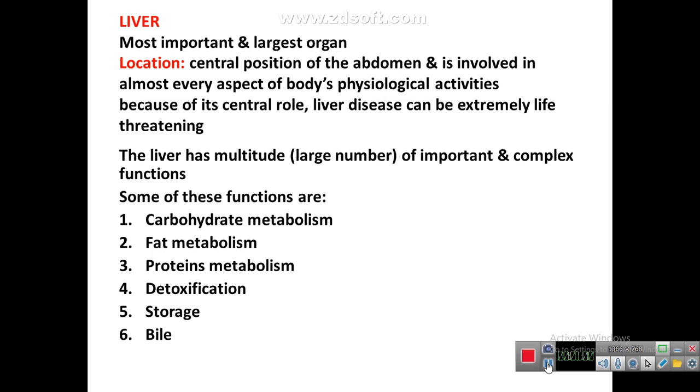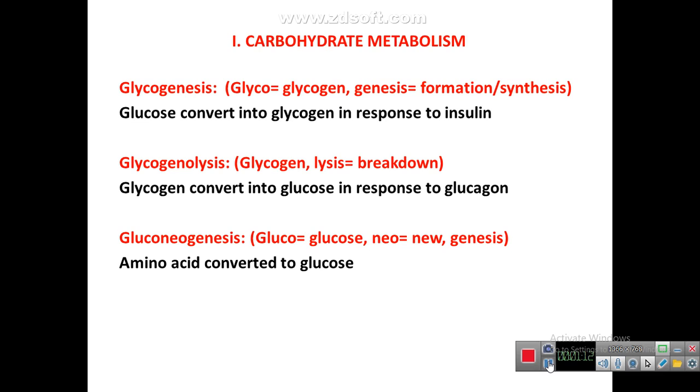The carbohydrates, fats and proteins can be anabolized or catabolized in the liver depending upon the need of the body. First, carbohydrate metabolism. Glucose is a vital energy source for cells and its level in the bloodstream must remain constant. The liver helps maintain blood glucose in response to the pancreatic hormones insulin and glucagon. After a meal, glucose enters the liver and the level of blood glucose rises.